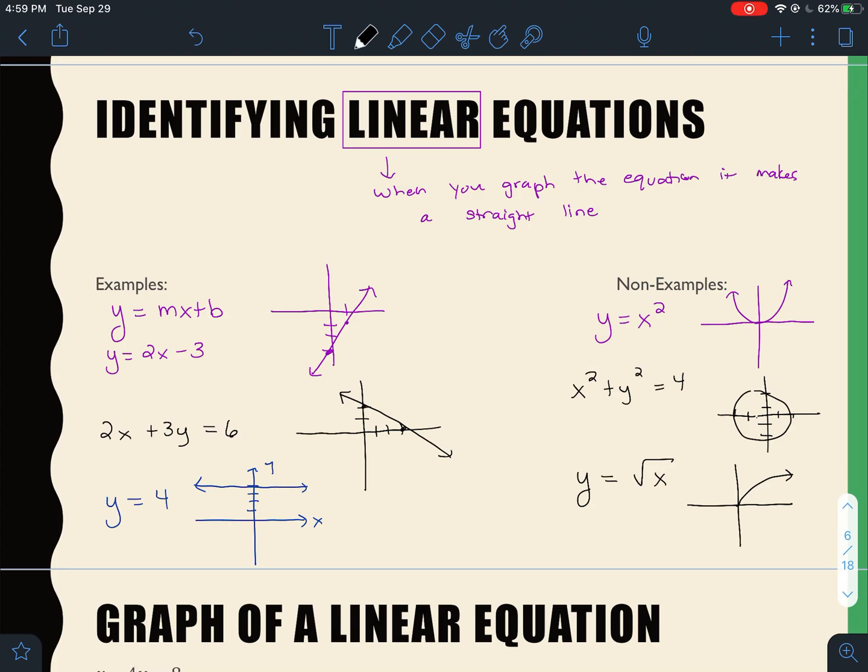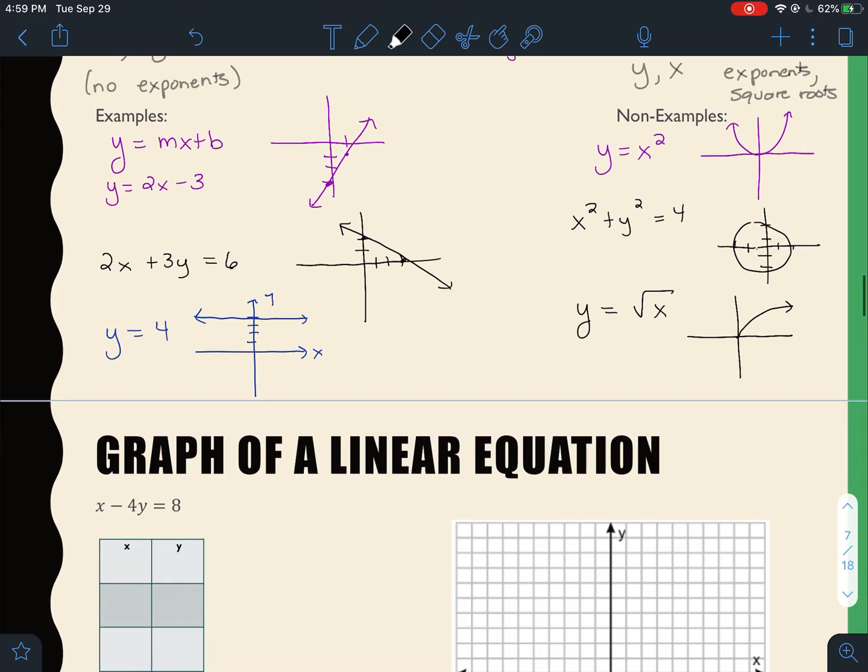So what do you notice about the things that are linear and the things that aren't linear? In all of your linear examples, you have an x and a y, except for the y equals 4. So typically you'll have an x and a y, and there's no exponents. They don't have any exponents on them. In the non-examples, you have x's and y's, but they have exponents or square roots. So things like that. That would make them non-linear.